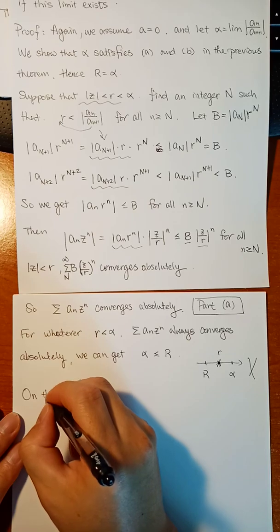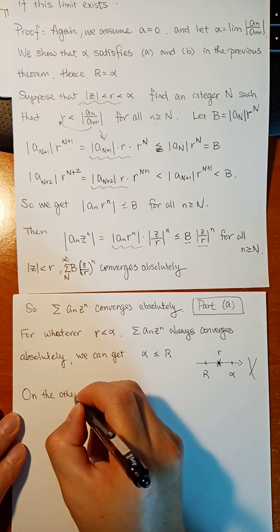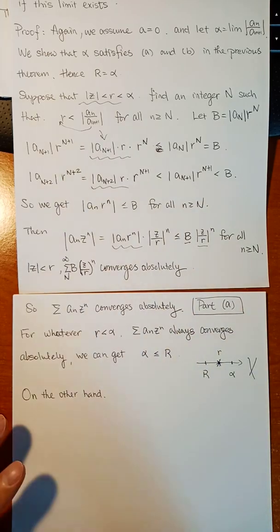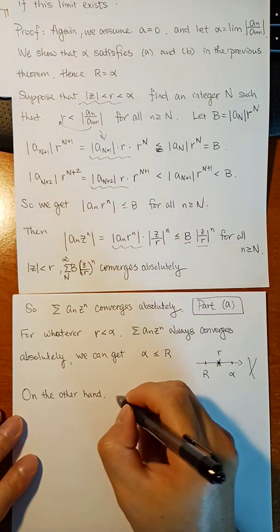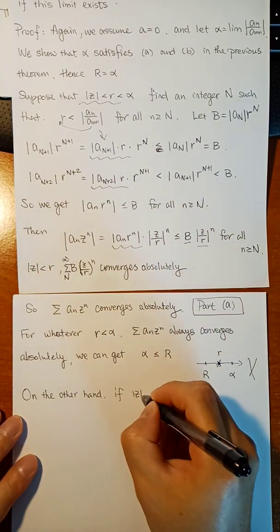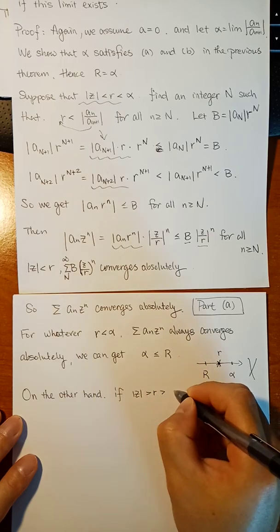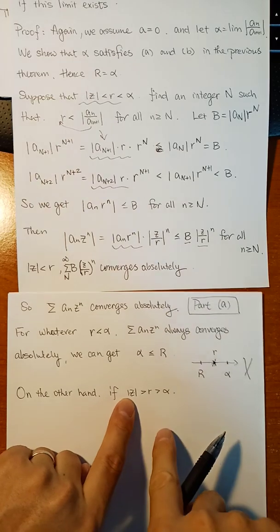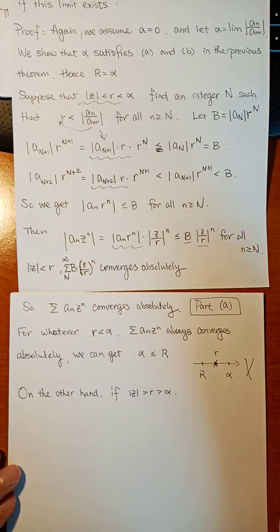And on the other hand, we're going to talk about part B, divergence. If the absolute value of z is greater than r greater than alpha, the absolute value of z is greater than alpha, then you insert r between them.